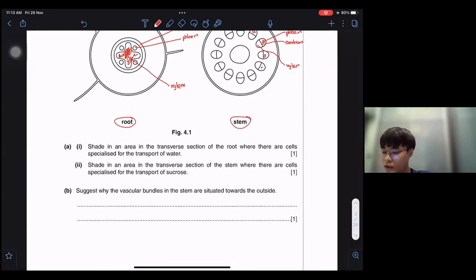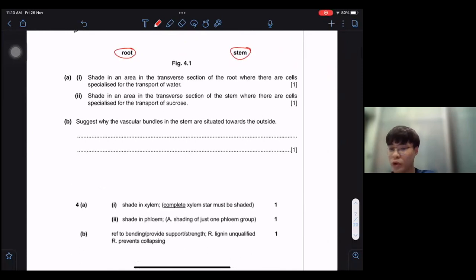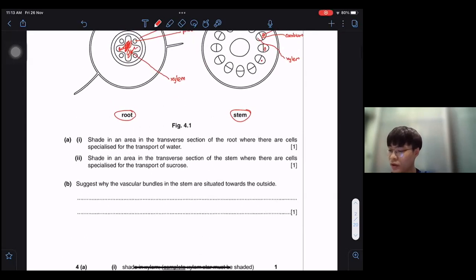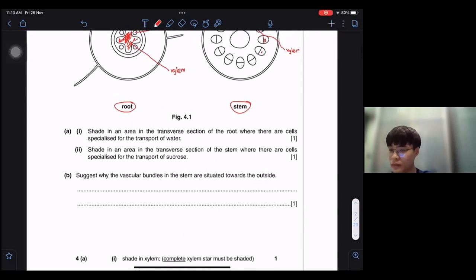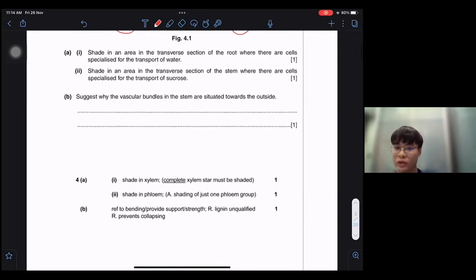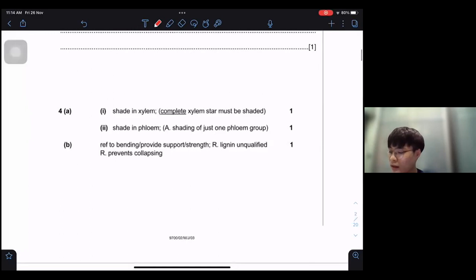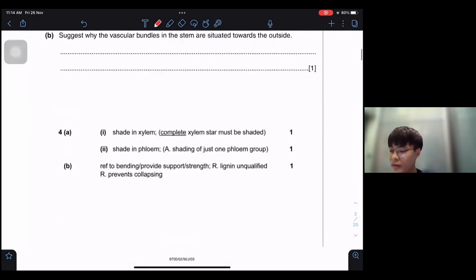And for question B, suggest why the vascular bundles in the stem are situated towards the outside. This is to provide strength and support to the stem so that it won't break, because when the wind blows, the tree will be moving left and right, and this vascular bundle will provide support to avoid it from breaking. And the answer scheme rejects lignin unqualified and rejects prevent collapsing.